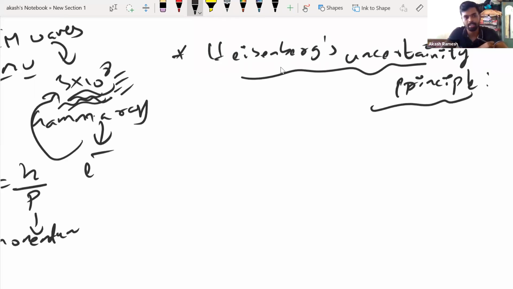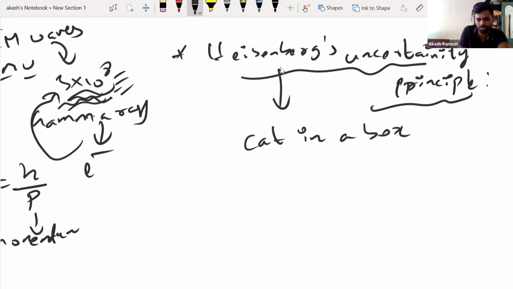Okay, Heisenberg's uncertainty principle. He did a very famous experiment. Heisenberg is a scientist. He did a famous experiment called cat in a box experiment. You must have heard it, right? It's called Heisenberg's cat. Oh, whose cat is it? No, it's called Schrodinger's cat.